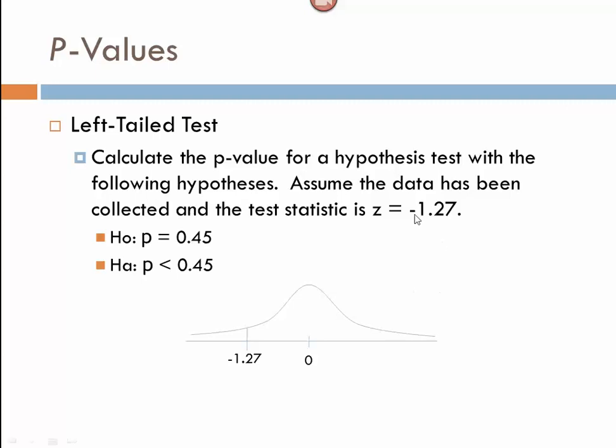Negative 1.27 was the result of my sample. And so the p-value is going to be, since we're doing a left-tailed test, the area to the left of negative 1.27. See if you can find in the normal curve the area to the left of negative 1.27. Of course, in this case, we would use normal CDF because we're using a normal curve, and we would find the area to the left of the z-value of negative 1.27. Pause. The area to the left of negative 1.27 is 0.1020.